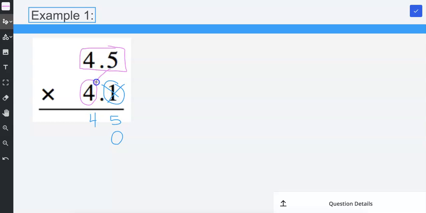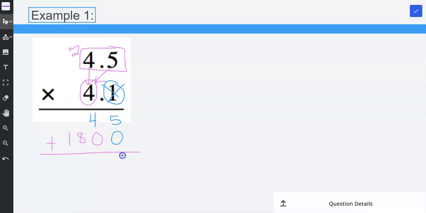So I start by multiplying 5 times 4. 5 times 4 is 20. I place a 0 here and I carry the 2. Then I multiply 4 by 4 and I get 16. And then I add 2 to 16, which is 18. And then I'm going to add these two numbers together.